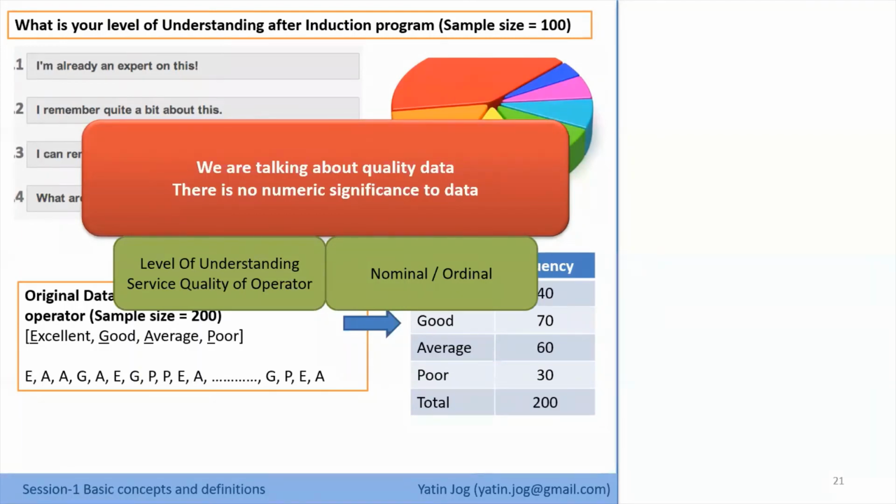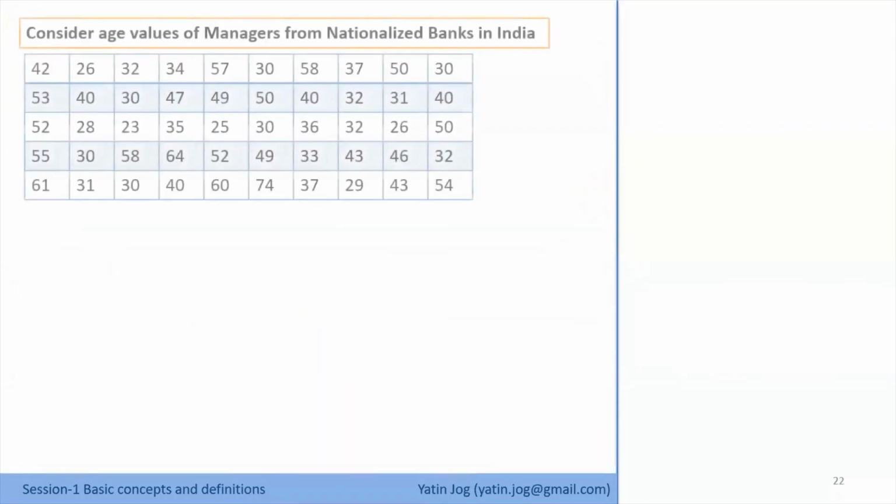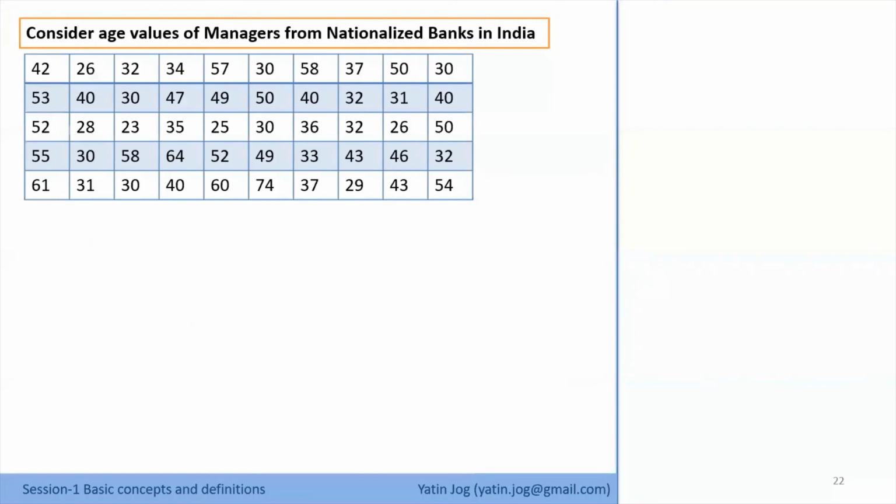Now the second category: data values with some numerical significance, like the age values of managers from nationalized banks. I'm visiting the first nationalized bank, and the age of the branch manager of that bank is 42 years, so I'll mention 42. Then the second is 53, third is 52, and so on. How many observations do I have? I have 50 observations. So I have visited 50 nationalized banks, and I have recorded the age of the branch managers of these 50 banks.